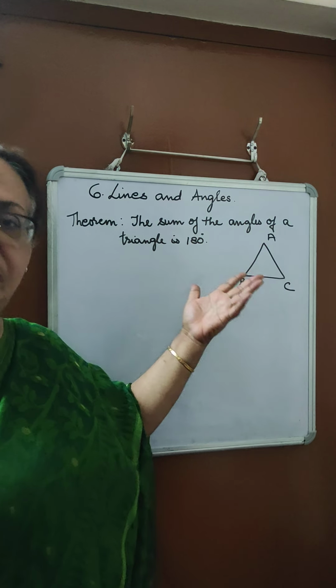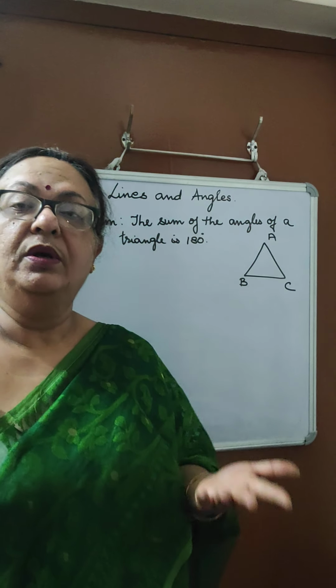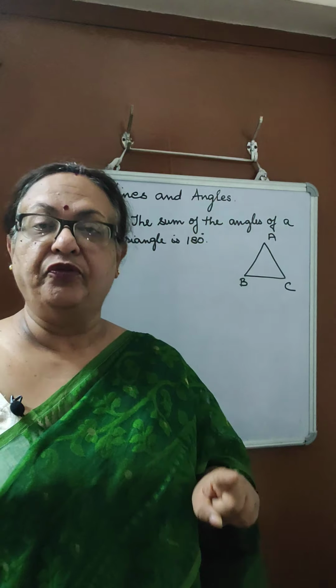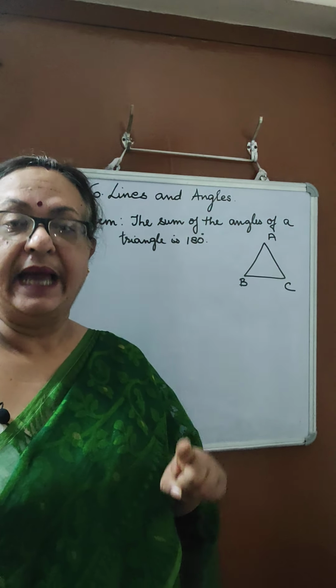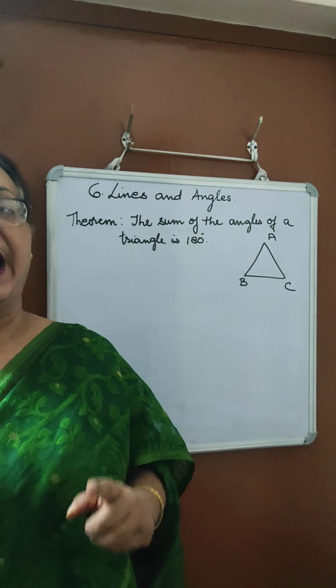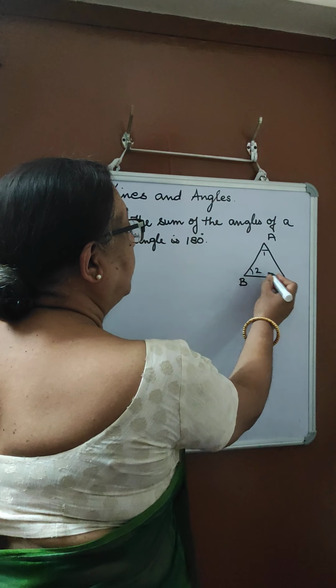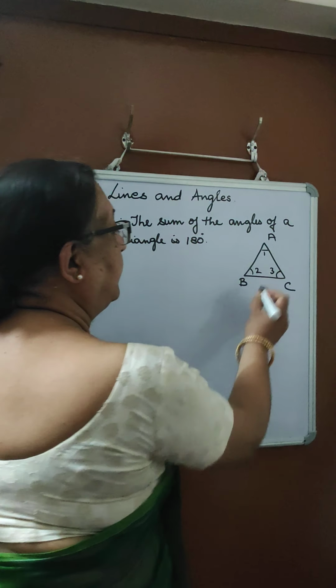You have already used this, you know that the sum of the angles of a triangle is 180 degrees. Today we will prove it. What will we prove? That the sum of the angles of a triangle is 180 degrees. For that we have a triangle ABC. I just put here angle 1, this is angle 2, this is angle 3.